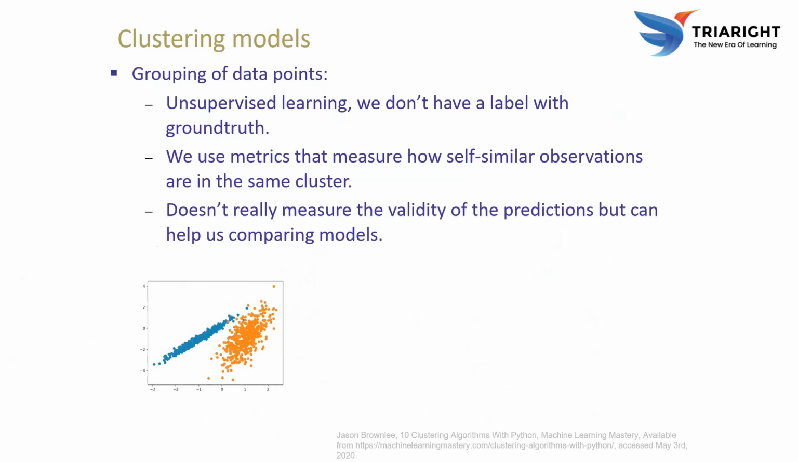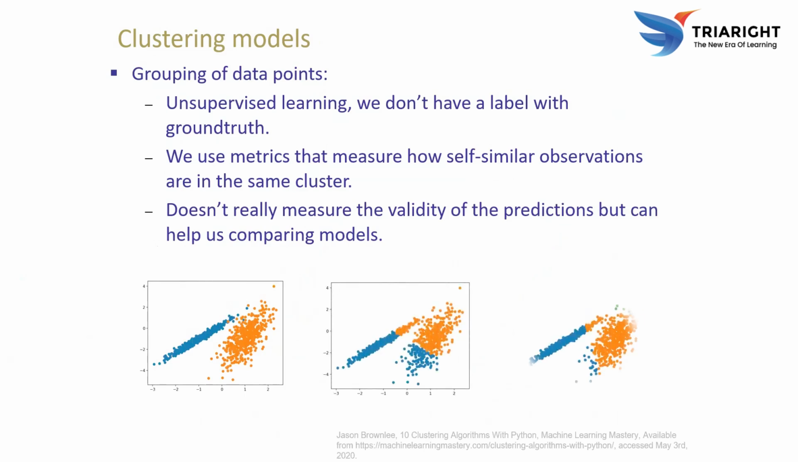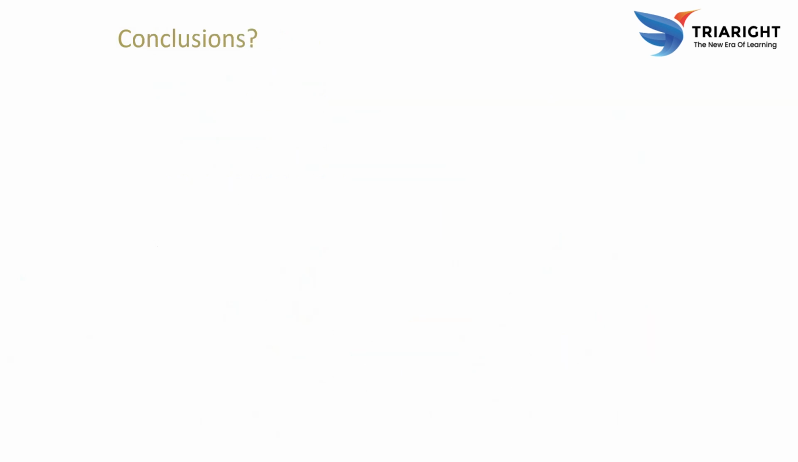So we have the clustering models, which fall under unsupervised learning. We don't have labeled data with a ground truth, so we use metrics that measure how self-similar observations are within the same clusters. This does not really measure the validity of the predictions, but it can help in comparing models. We go into the clustering.